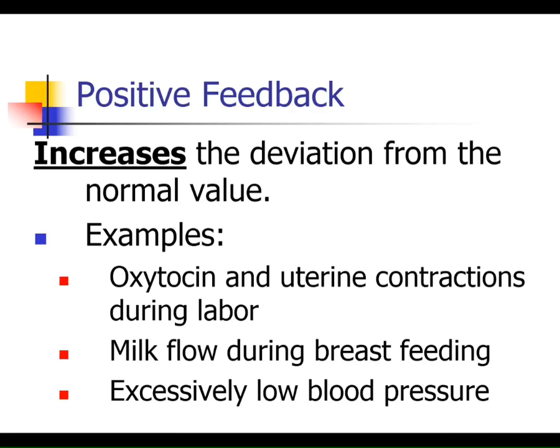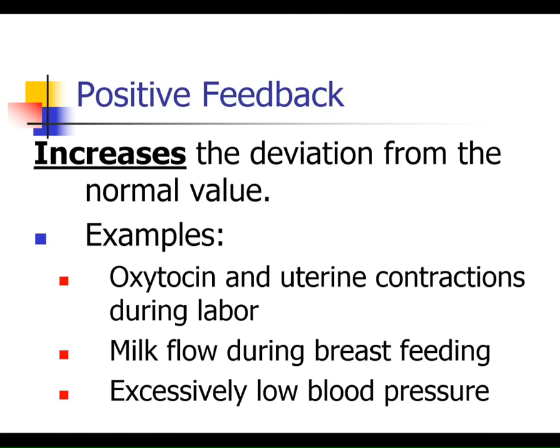Now, that's negative feedback. There is also in physiology a thing called positive feedback. I think this is a little bit confusing, so let me describe this to you. Positive feedback is when the deviation begins, it increases, it snowballs, it gets worse and worse and worse. And there aren't that many examples of this, but one of them would be during childbirth.